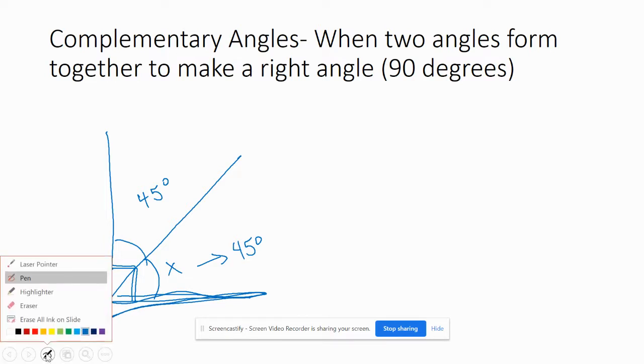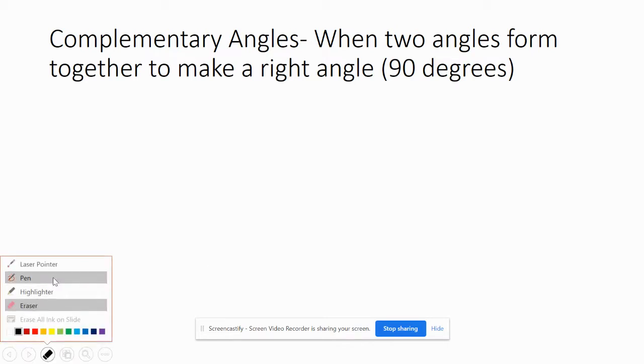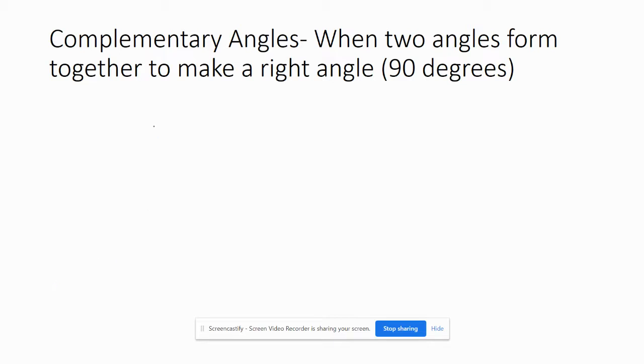So whatever you have on one side, that other side has to complement it. Isn't that something funny? You know, the word complementary comes from the word complement, I should say. That other angle has to complement it.